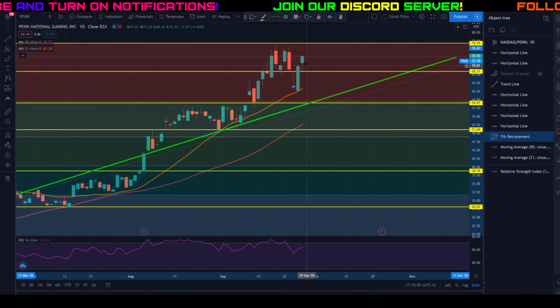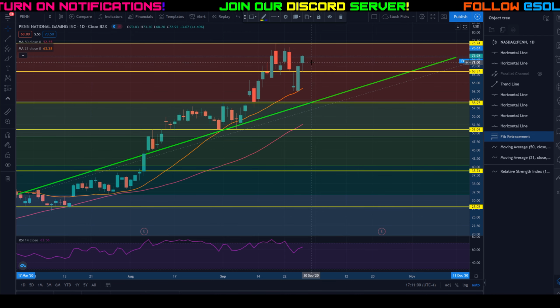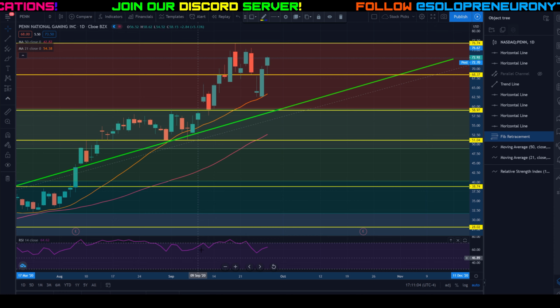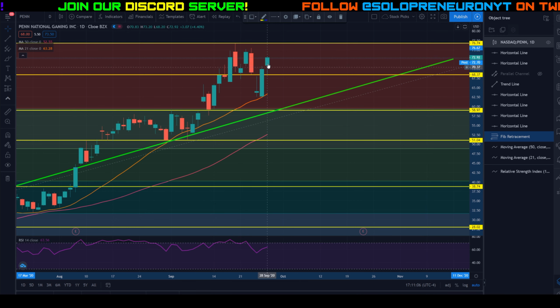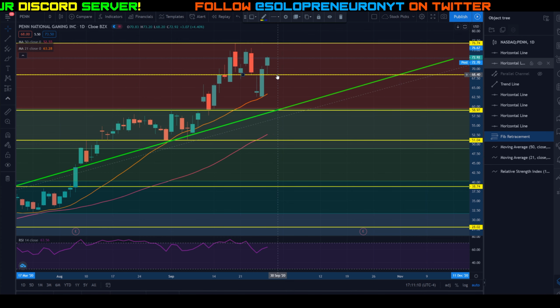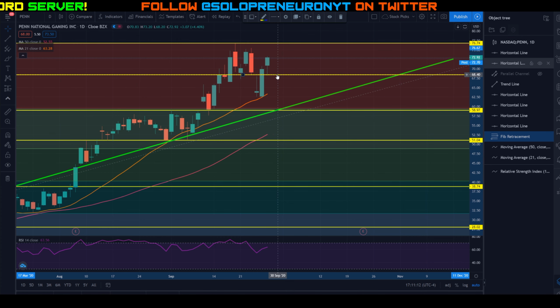But I think we are going to be having a little bit of a pullback here because, again, I am short-term bearish. The RSI shows overbought. We're trading pretty far above the 21-day moving average. We'll have to wait and see if we actually break $68 tomorrow.